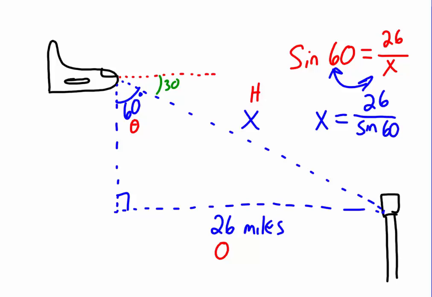Now, we've done all the hard stuff at this point. All we got to do now is grab our calculator and punch this in. So that's what I'm going to do. I'm going to go 26 divided by the sine of 60, and make sure you know how to use your calculator because some of them are backwards. And in this case it comes out to x equals 30.02. I'm rounding to 2 decimal places because I want it to be accurate. So the distance from the actual plane to the lighthouse is 30.02 miles. And that's how this all works.